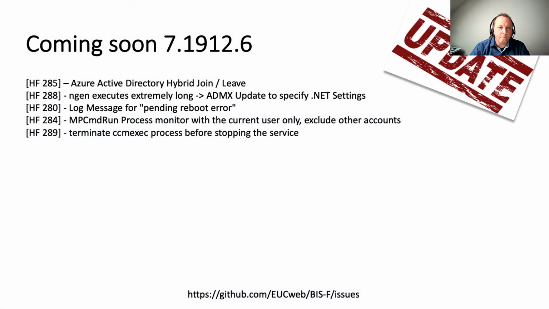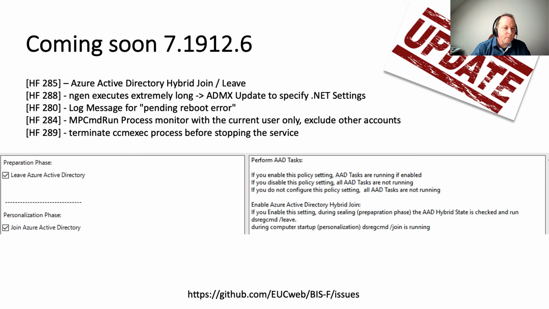So hopefully before Christmas I will also release the updated version 7.19.12.6, which also has some functionalities that we saw in the latest example, like the Azure Active Directory hybrid join or leave, if you would like to run it or not. Also, the .NET optimization can now be completely configured inside of the HMX.